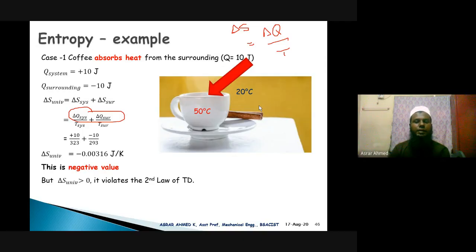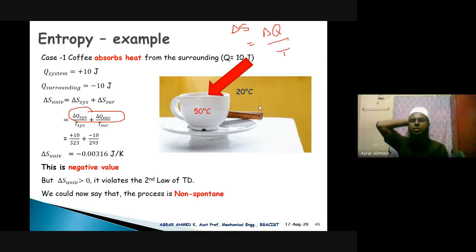It violates the second law of thermodynamics. So what is the conclusion? We could now say that the process is non-spontaneous.